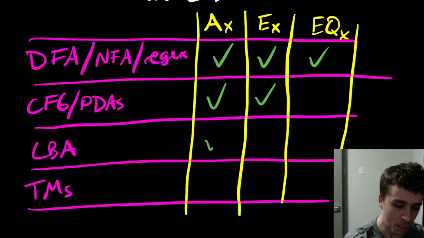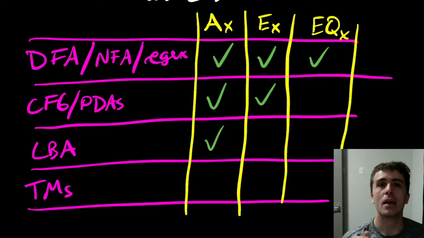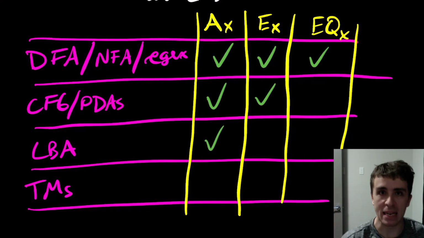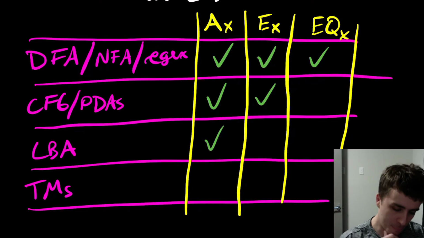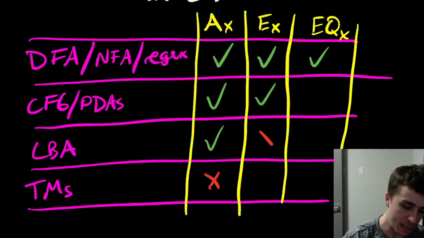The A sub LBA problem is decidable. I've done that way long ago on the channel, and what you do is you just run the machine long enough to where you guarantee you have repeated a configuration, and then therefore you know at that point the machine must run forever, so you immediately reject. But unfortunately, every single other box here is undecidable.